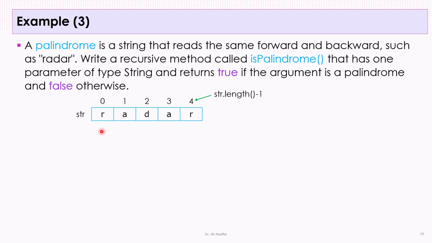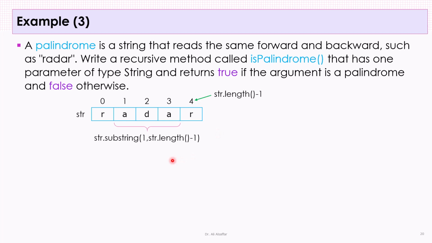If they are not equal, then we stop the process and return false, indicating that the string is not a palindrome. Otherwise, we have to continue and check the neighbor characters. And to check the neighbor characters, you break the string into a smaller substring. This substring starts from 1, which is the next character after the first character, and ends at length minus 1, which is the character just before the last character.